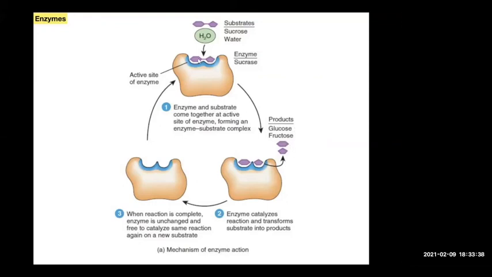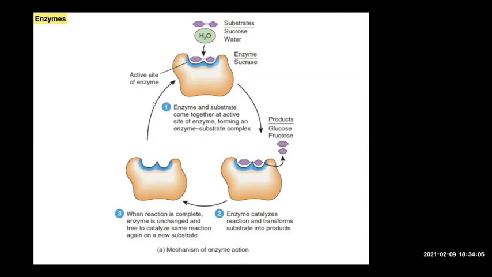So the particular shape of the enzyme has a particular place where the substrate fits, and then it catalyzes this reaction right here. And then once it's done, it's like, bring on the next one. Nothing changes with the enzyme, so it can catalyze many, many reactions very fast. So they'll just be ready for the next one.